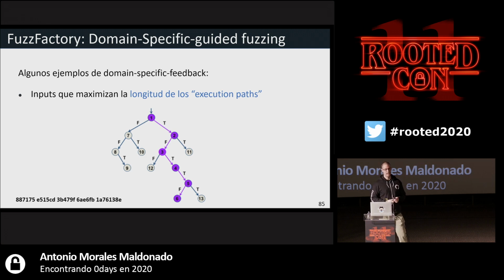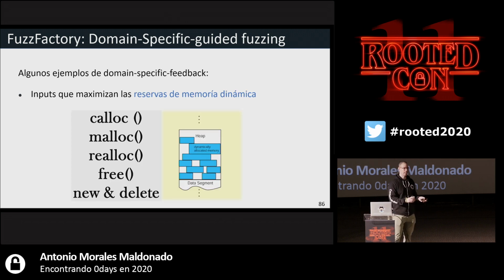One metric that would allow us to implement Fuzz Factory is the length of execution paths. For example, we are going to try and make our input execute as many instructions as possible. The more instructions, the better it is for us to find errors. So the possibilities of finding failures are bigger.